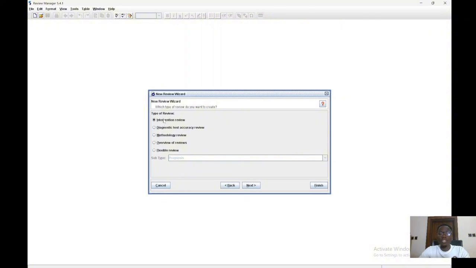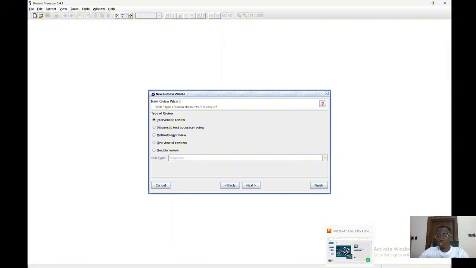One of the very important things is that we have several types of reviews. We have interventional review, diagnostic test accuracy, methodological review, overview of reviews, which is usually known as umbrella review, and flexible reviews. Depending on the type of topic you are working on, you choose the type of review that is applicable to you.